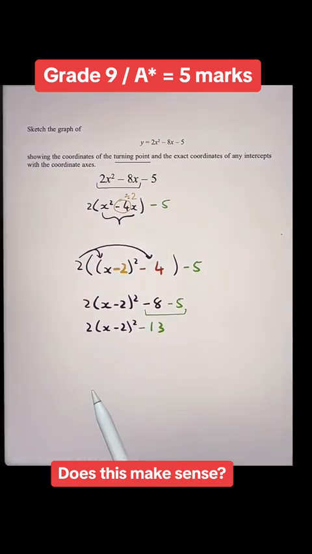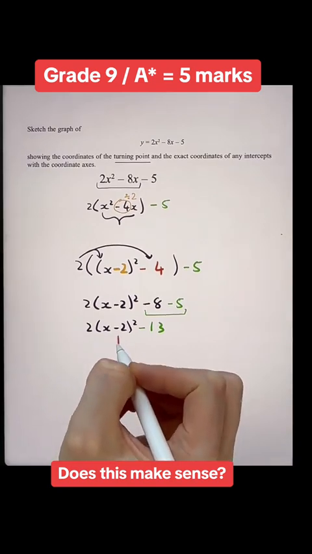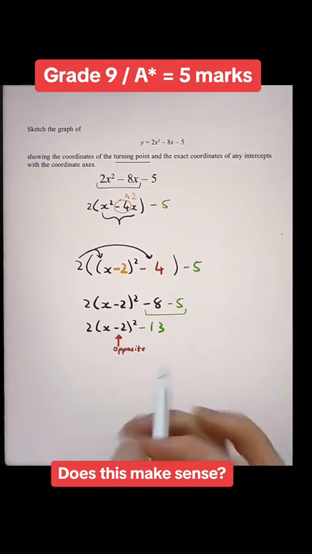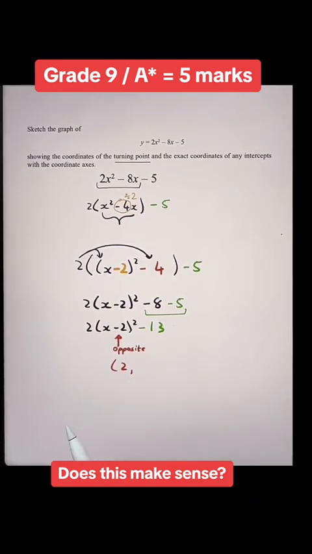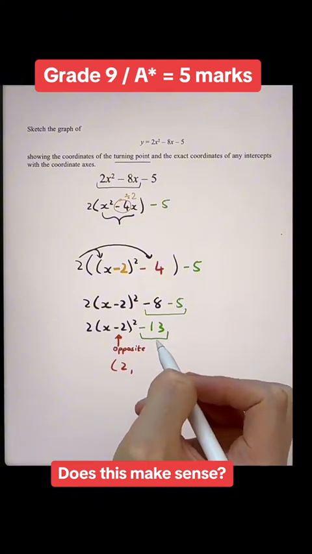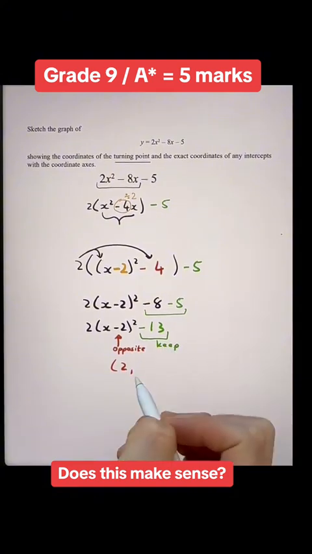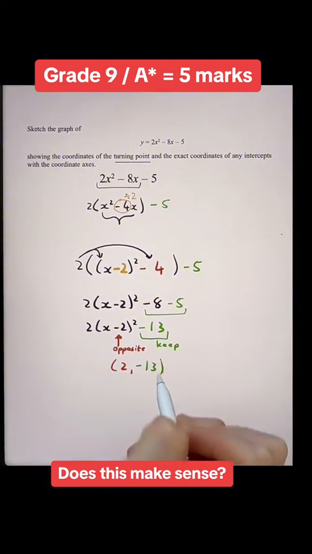Now that we've completed the square, to find the turning point, it's always the opposite to what's inside the bracket. In this case, the opposite of minus 2 is therefore positive 2. Any number outside the square brackets has no impact on the turning point. And we always keep our number term, which represents the y-coordinate of our turning point, in this case negative 13.